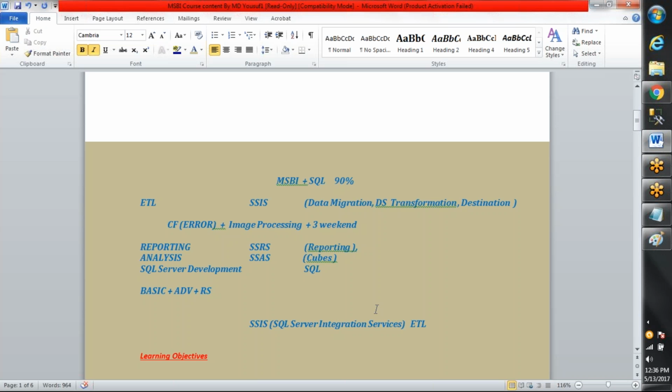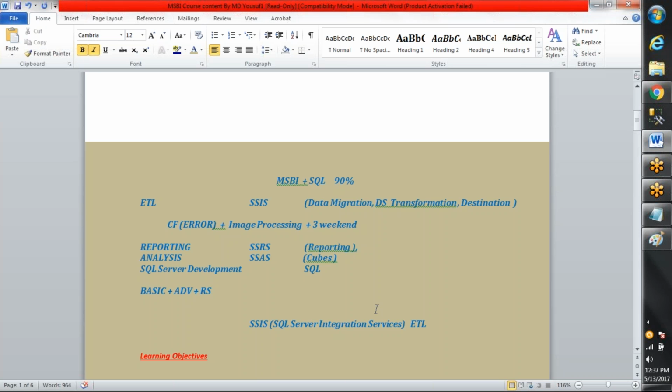Couple of questions here. So you start off with SQL Server development and then ETL, reporting, analysis. What is the flow of modules? We'll go with SSIS, and SSRS and SSAS. We'll also see SQL. So SQL is the last, is it? Yes, since timing.